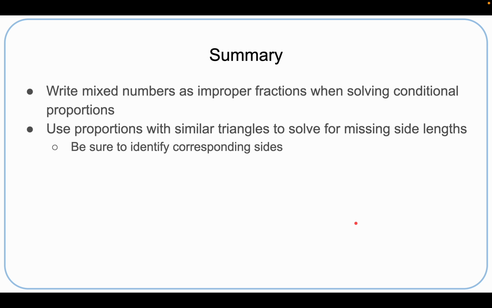So in summary, we want to write our mixed numbers as improper fractions when solving proportions. And with similar triangles, we're going to use our proportions to solve for missing side lengths. And again, be sure to identify the corresponding sides when you are looking at your triangles.